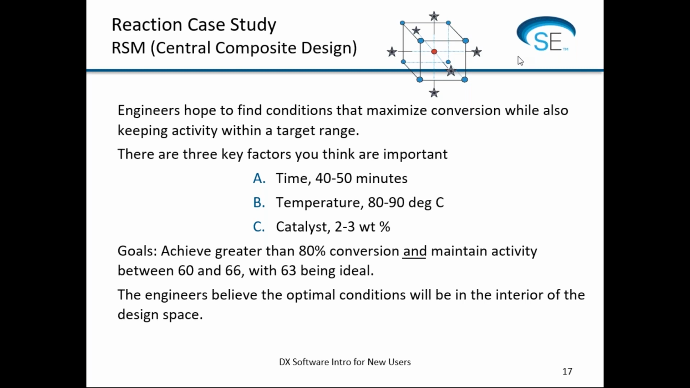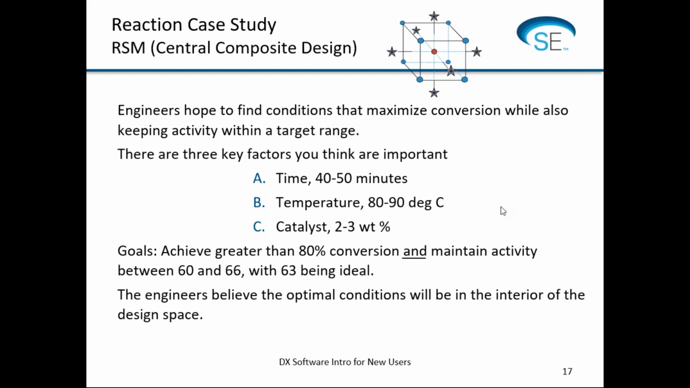Now we're going to try to work on a reaction. We want to improve conversion and also keep this property called activity within a certain target range. Now we have three factors: time, temperature, and catalyst. And that's kind of common. In the last experiment, we had 5 factors that we wanted to evaluate for a factorial design, maybe even think of it as a screening design. But now that we've reduced the number of factors, we want to study them more carefully, do a little bit more of a deep dive, and that's where response surface can come into play.